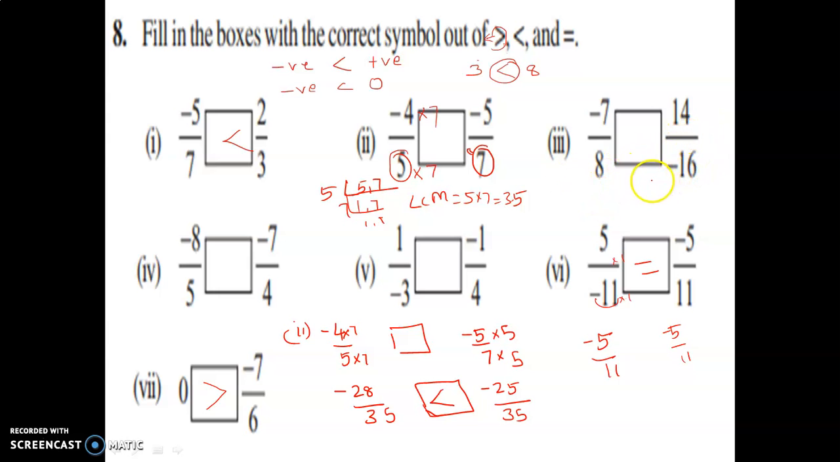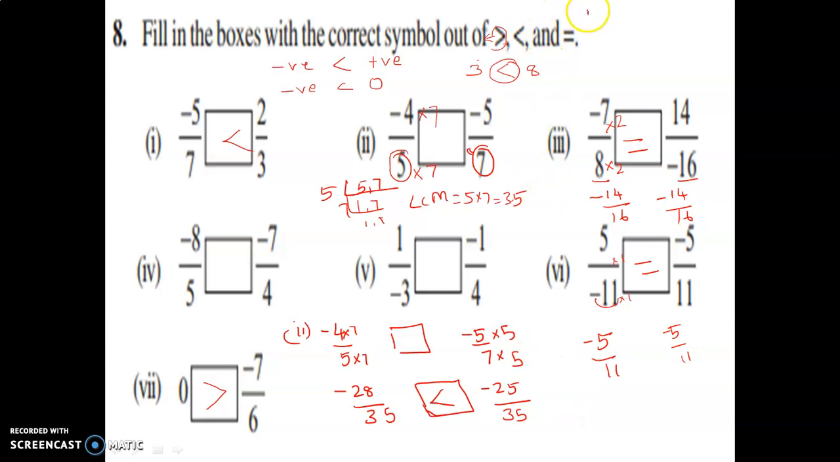Now 8 and 16. Here I am not going to locate the denominator and multiply in the other fractional number, because the denominator of one is a multiple of the other. So 16 is got by multiplying 2 with 8, isn't it? So I will just multiply with 2 in this fraction alone. I will get minus 14 by 16. Here we have again minus 14 by 16. Both are equal. How to write in steps?